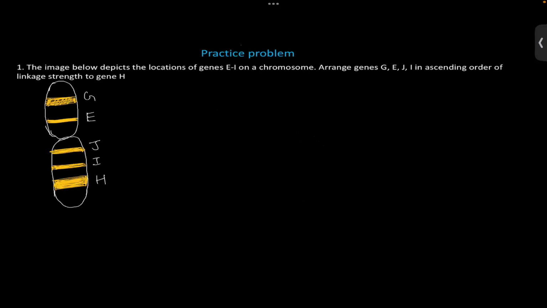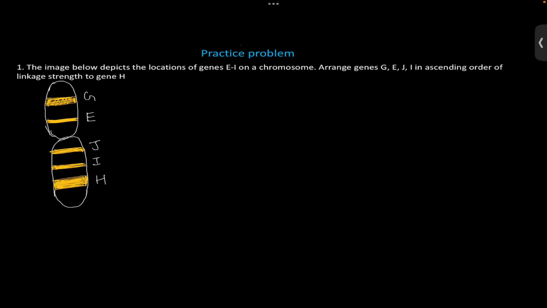So in the previous lecture, we talked about the concepts of linkage and recombination. Using those concepts, we'll be doing two practice problems, okay? Given here on the screen is the problem. It states that this is the image of a chromosome where there are 5 genes, and we have to arrange these genes in the ascending order of linkage strength to gene H.